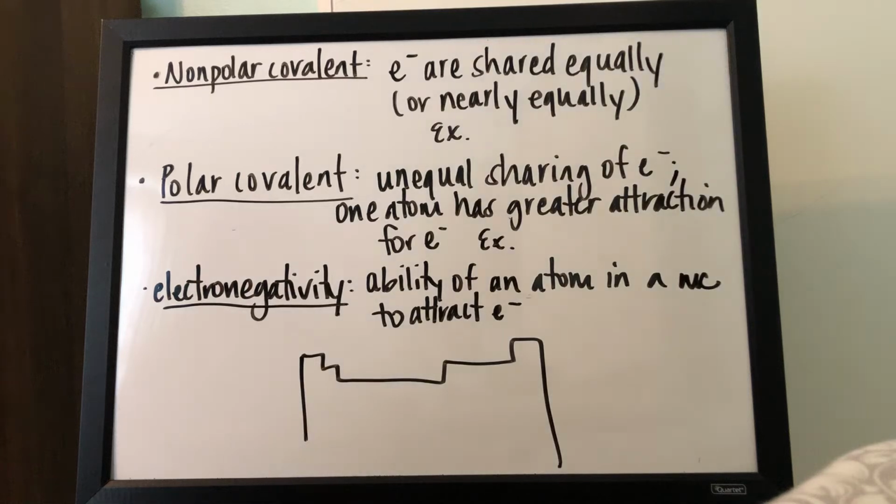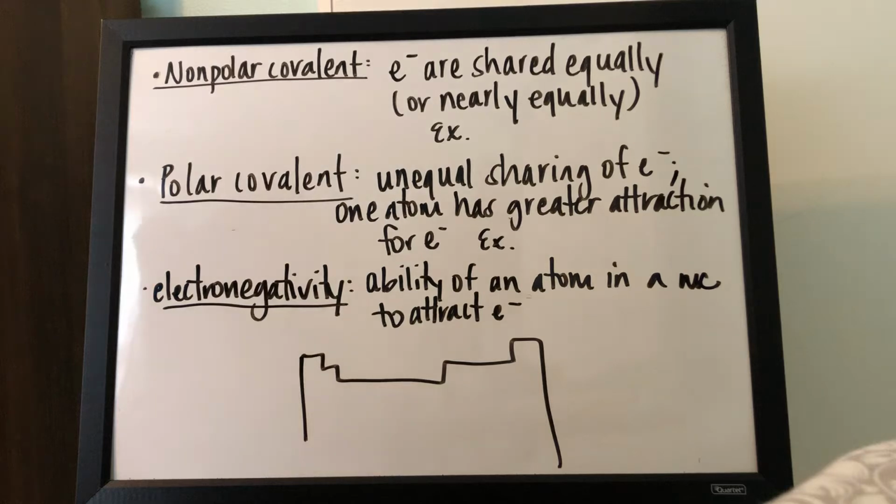Alright, this video is on bond polarity and a little bit of a discussion on electronegativity and also partial charges. So what we're talking about is covalent bonding and this idea of sharing electrons. What we haven't talked about yet is the fact that not all atoms share electrons equally. That puts covalent bonds into two categories, called nonpolar covalent and polar covalent.